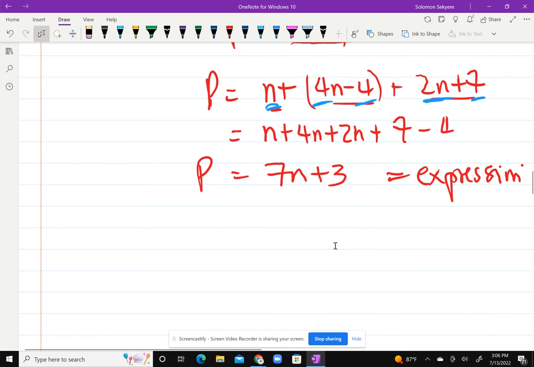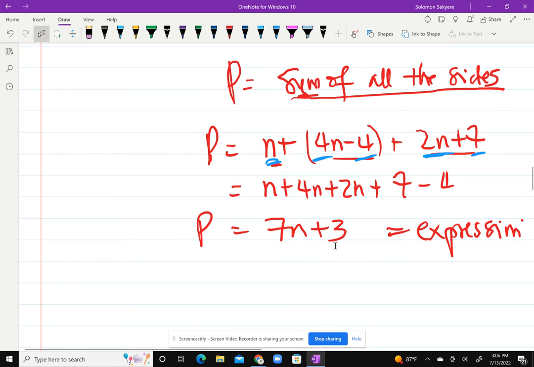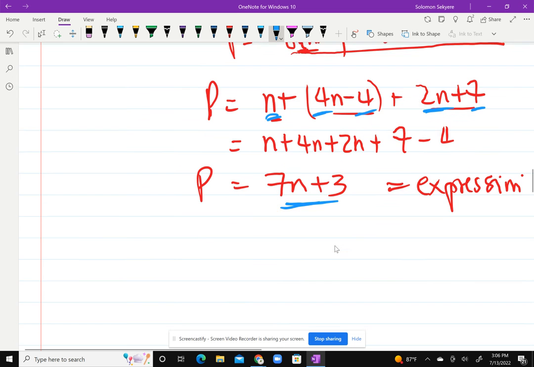Okay. All right. So whenever you have this question and you write an expression, make sure you simplify it. Collect all your like terms, add, subtract, or whatever, and then simplify it.